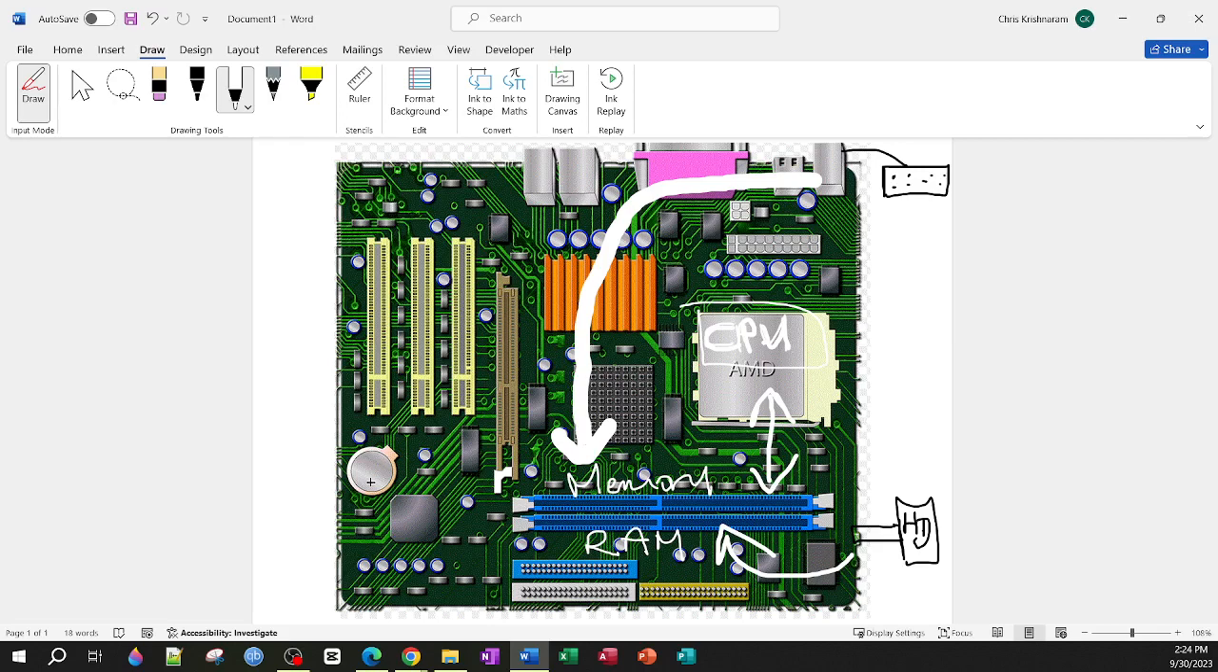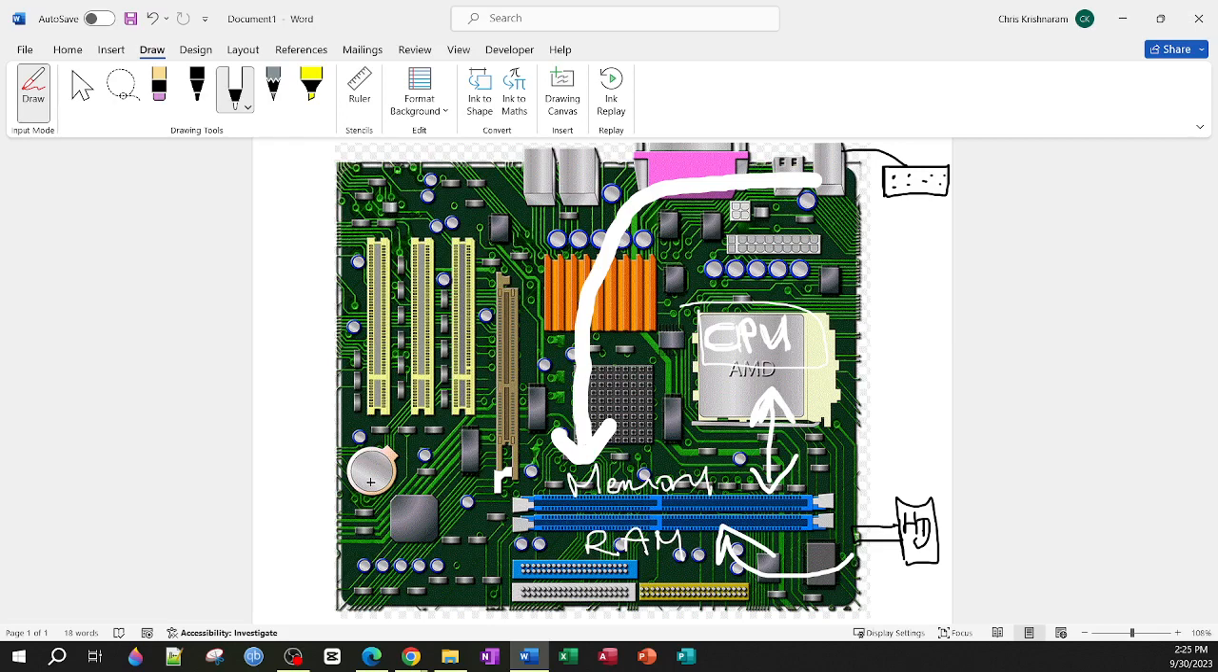Now, in order for the CPU to know what to process, what to control, what to do, it has to get data. Where does it get the data? It gets it from the RAM. It gets it from the memory. So it goes down to the memory, this blue slot here, the RAM, pulls the data.